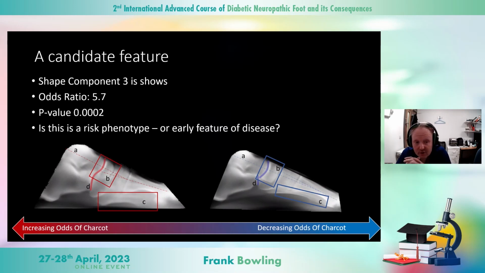We know what the odds ratio is, 5.7, and obviously I don't have to tell you guys online what an odds ratio and a p-value indicate, but at the moment, it is 0.002. And obviously we've got the increasing odds and the decreasing odds of the actual deformity itself. Next slide, please.